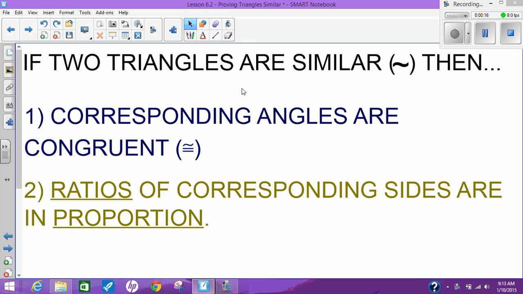So just as a reminder from similar polygons, the same rules apply for similar triangles with similar polygons. Corresponding angles are congruent, and the ratios of the corresponding sides are in proportion. So this is kind of a repeat, just a reminder from 6.1 similar polygons.